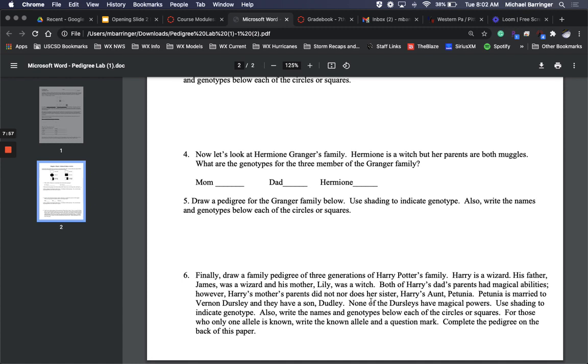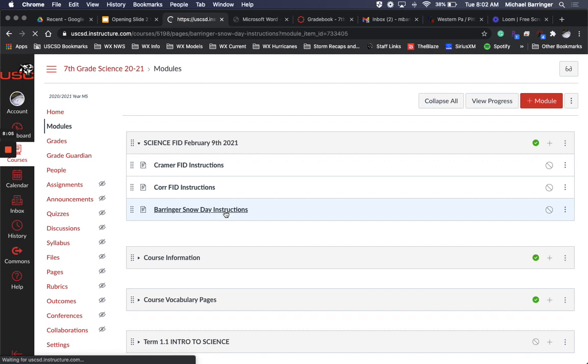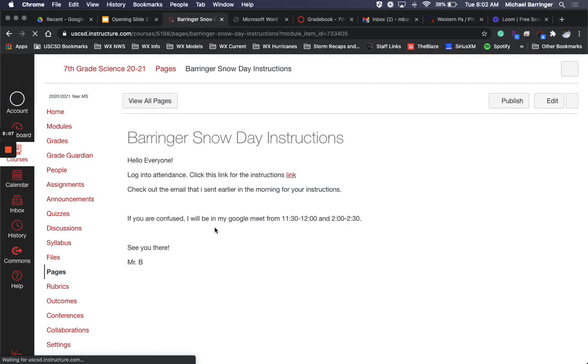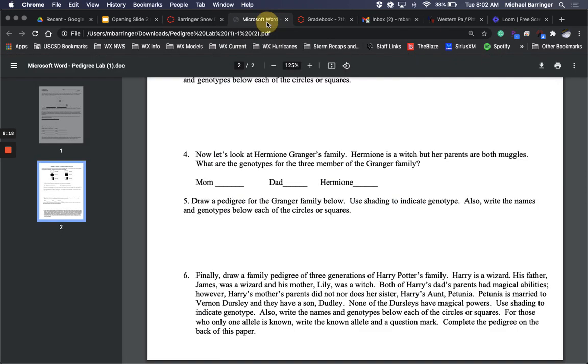If you're struggling with this, come in and see me during some of my office hours. If you're confused about when my office hours are, go up to my Snow Day Instructions, the very top module. It says that I'll be in my Google Meet from 11:30 until 12, and then from 2 until 2:30. So I'll be in there ready to help in case anybody is super confused.